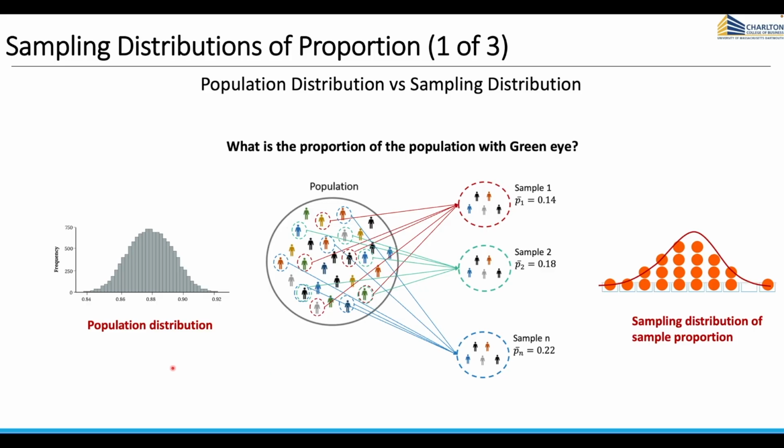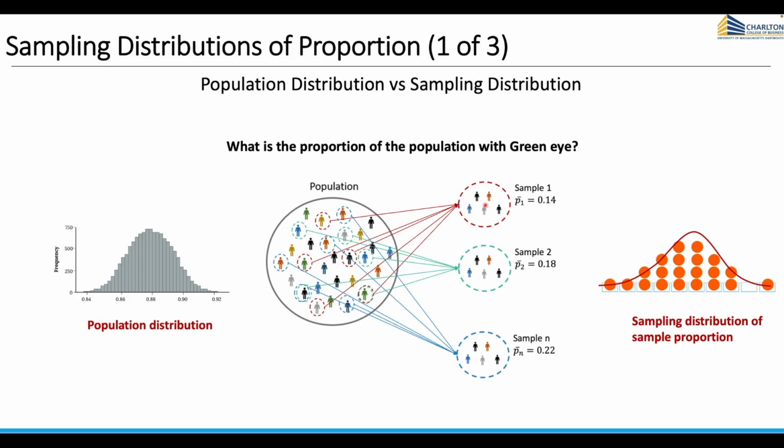Now let's talk about the sampling distribution for population proportion. This time, let's assume that we are interested in understanding the proportion of the population with green eyes. So instead of studying everybody in the population, we take samples and study these samples, and we identify the proportion of people with green eyes in each sample. Again, the population is distributed normally and the distribution is called the population distribution.